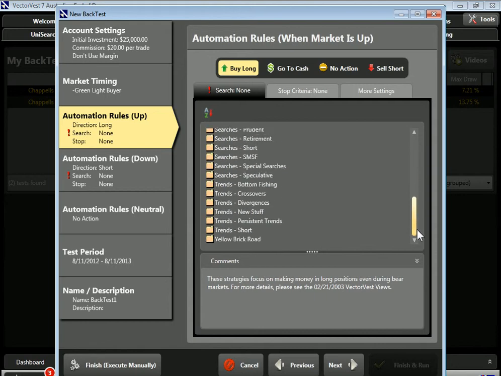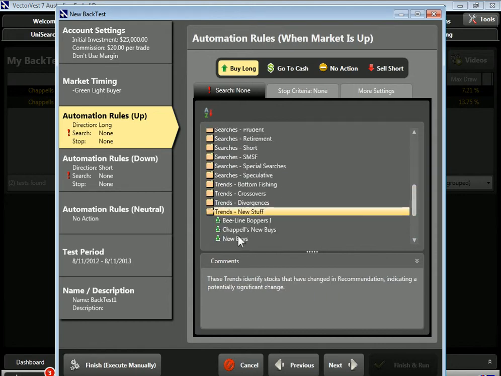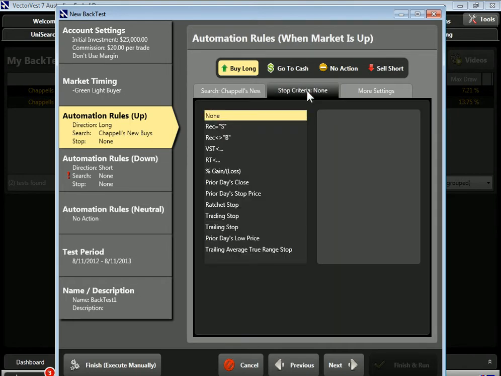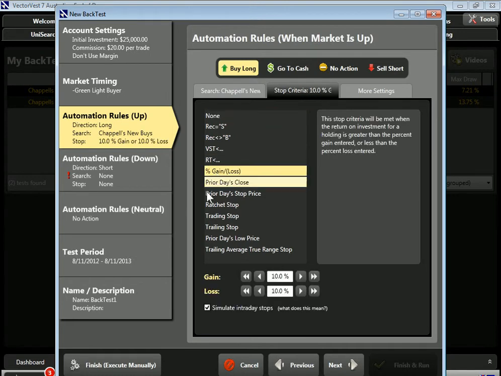We'll go right back down to Trends, New Stuff, Chappell's New Buys. Now I've done a bit of research before tonight's presentation, of course, and so we're going to use a lot of the optimized settings that I came up with. If I click on percent gain loss, we're going to use a 30 gain or a 10 loss.